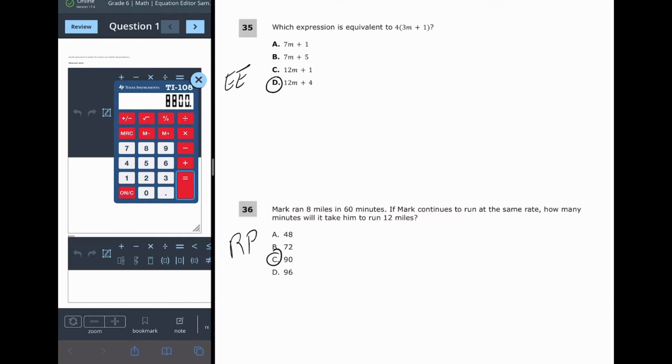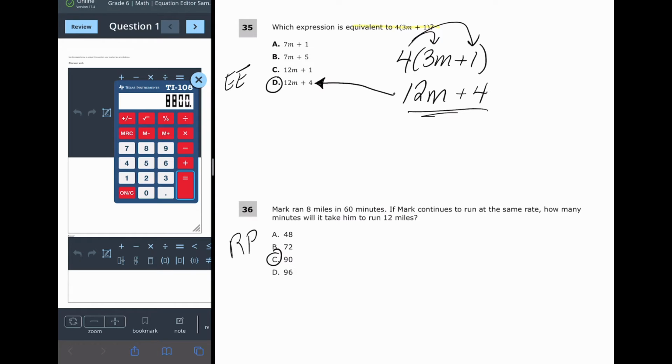Let's start with 35. Which expression is equivalent to 4 times 3m plus 1? So I'm going to just distribute. And 4 times 3m is 12m's, and 1 times 4 is 4. So I'm just going to look, and boom, there you can see it. So this was a great gimme. They just wanted to make sure you knew how to distribute.